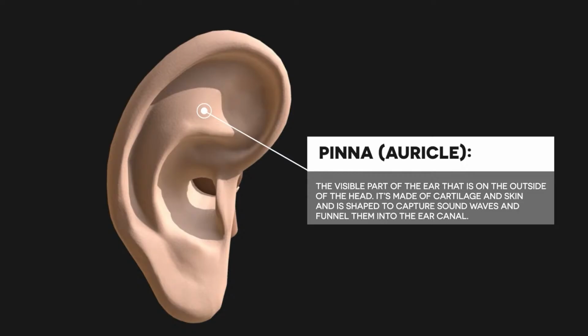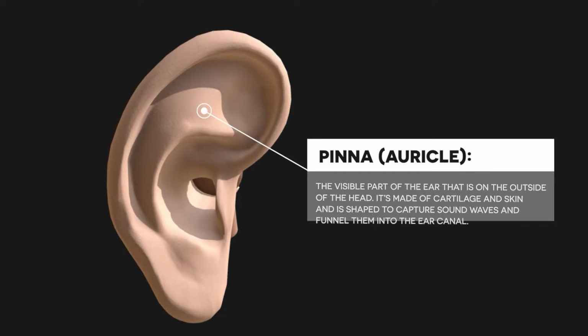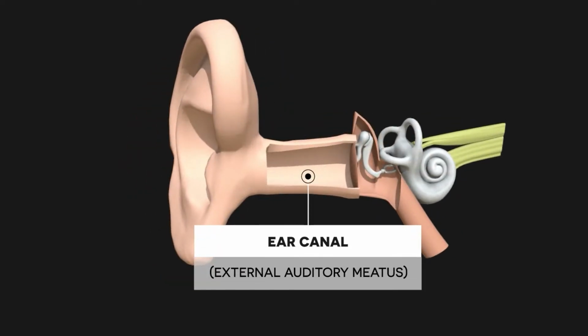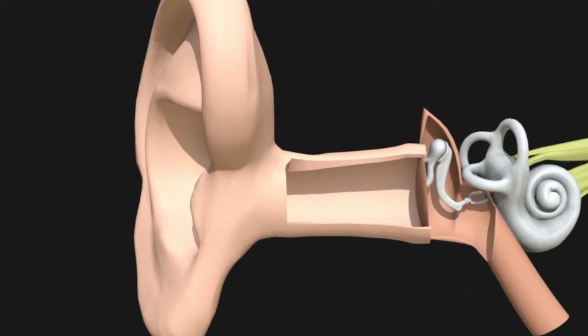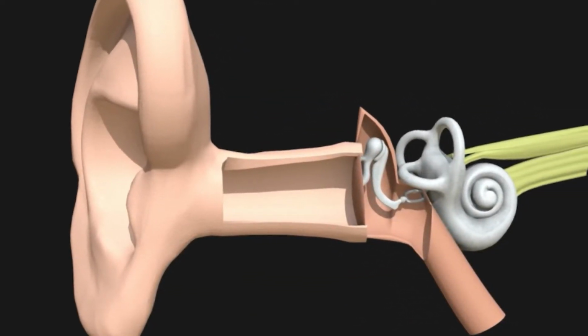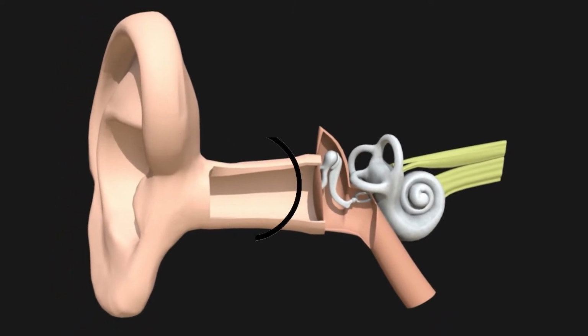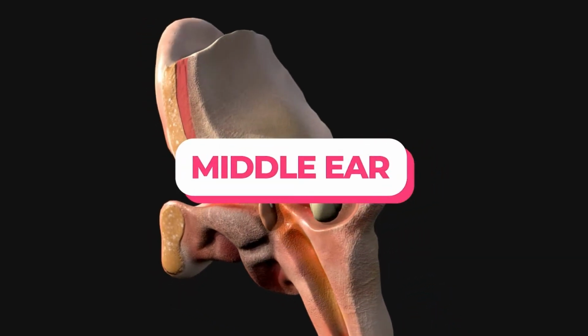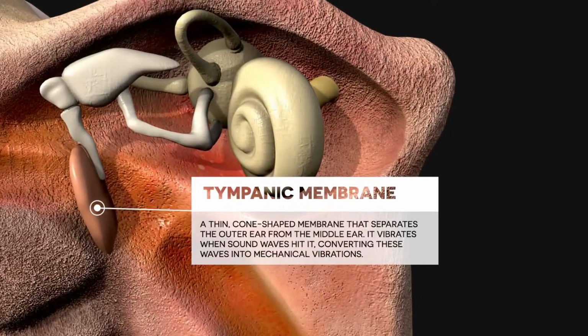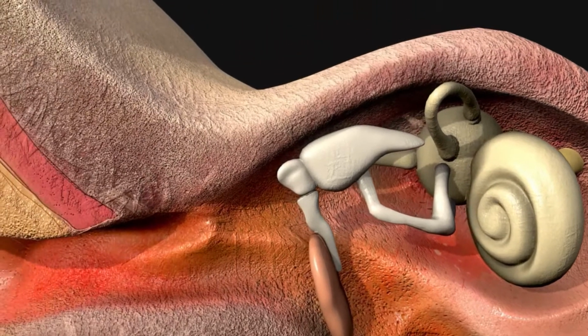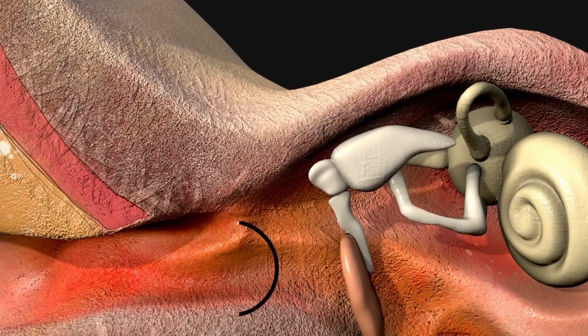It's made of cartilage and skin and is shaped to capture sound waves and funnel them into the ear canal. Ear canal or external auditory meatus, a tube-like structure that leads from the pinna to the eardrum. It helps to further direct sound waves towards the eardrum. Middle ear. Tympanic membrane or eardrum, a thin, cone-shaped membrane that separates the outer ear from the middle ear. It vibrates when sound waves hit it, converting these waves into mechanical vibrations.